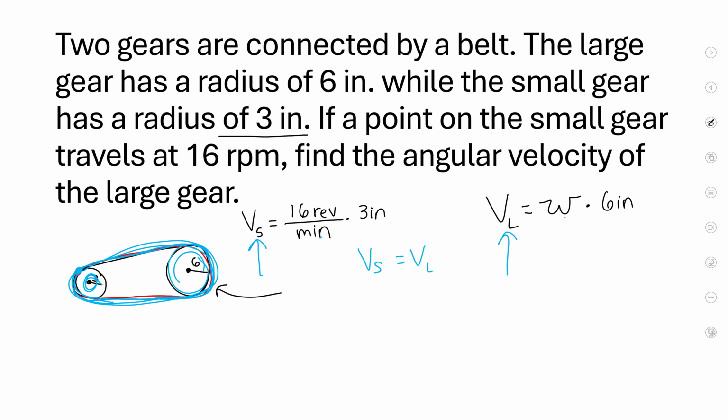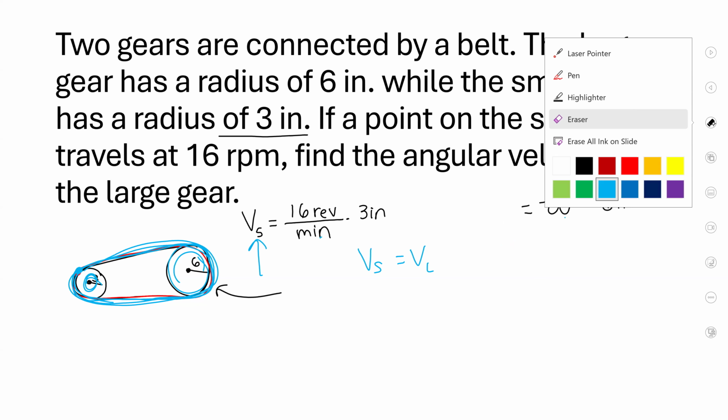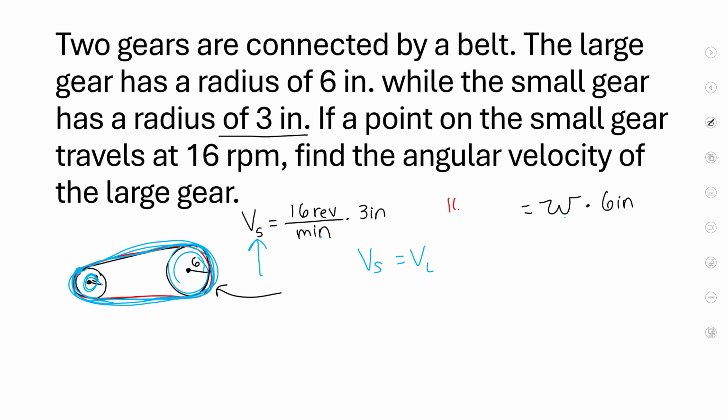Okay. Now look. I know the linear velocity here is this. So I'm going to put that here. 16 revs times 3 inches over minutes. That's what the linear velocity is for the small one. It's also going to be the same thing for the big one. Now we have everything. We can solve for our angular velocity, omega.